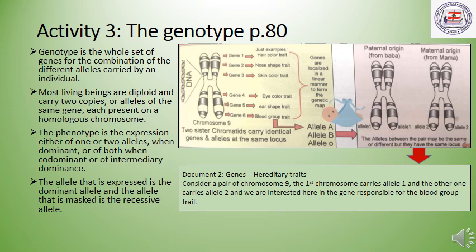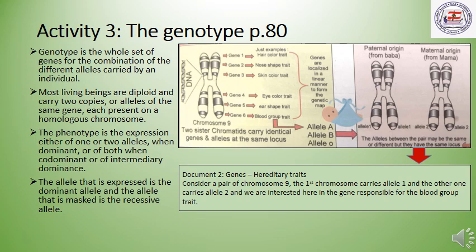As shown in the right side of the neighboring document, a homologous pair, one having a paternal origin and one having a maternal origin. Each chromosome carries one type of allele. Allele 1 is carried by the paternal origin chromosome in this case, and allele 2 is carried by the maternal origin chromosome.